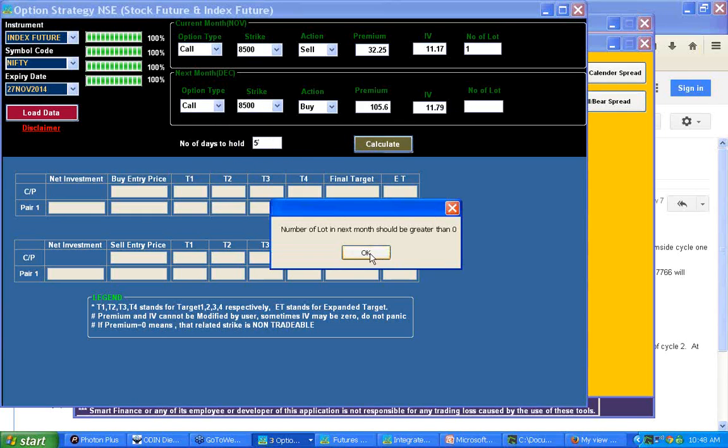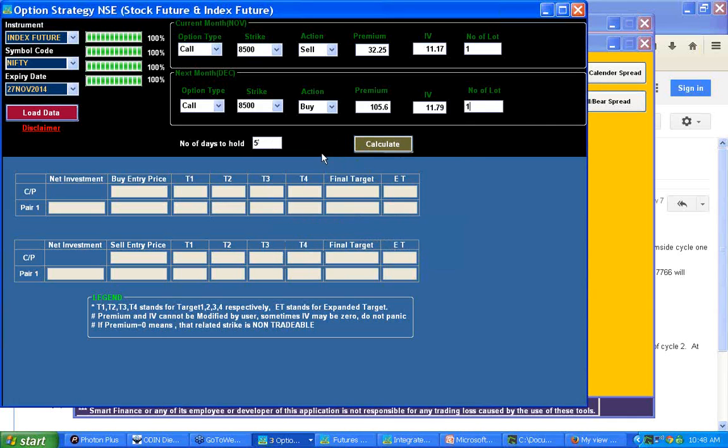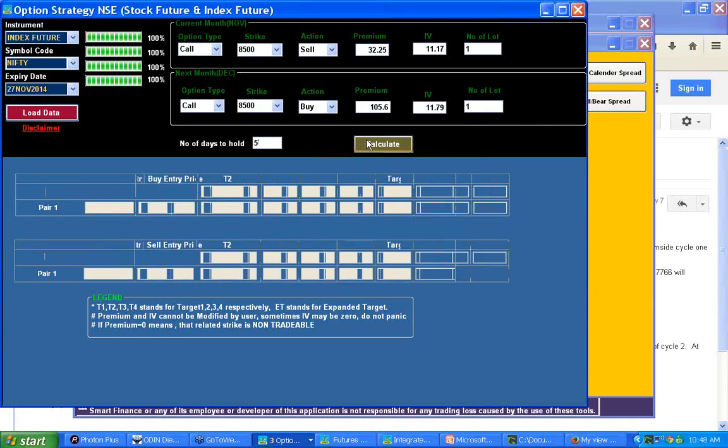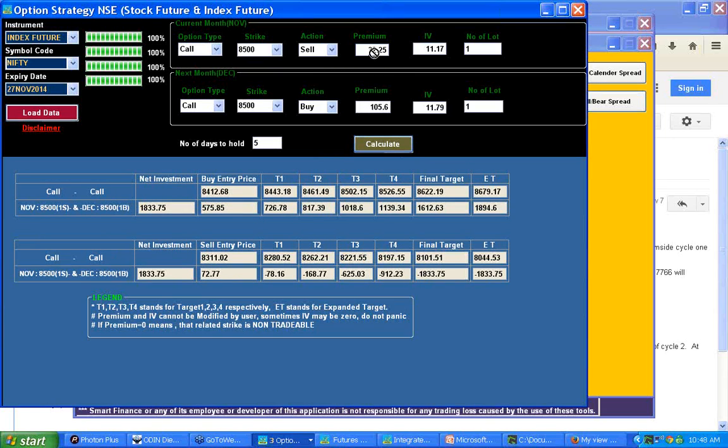Let me calculate. So I have bought at 100 rupees, I have spent here, and 32 rupees I got. Calendar spread I have formed. By month end, if I am successfully closing at 8,500 level, I will be making a profit of 1,100. If by month end or next 5 days I am coming down to 8,100 level, I will be having a loss of 1,800. So this kind of strategies you can form for any kind of need.